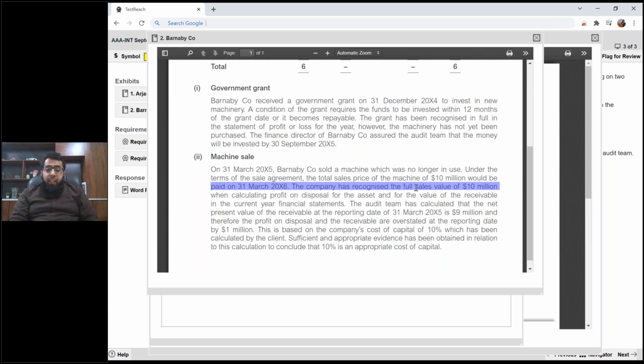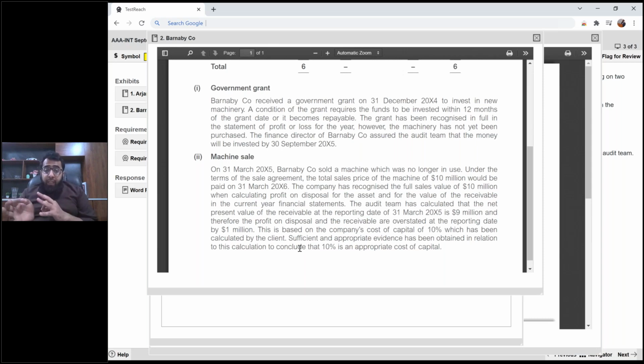The company has recognized the full sale value of 10 million when calculating the profit on disposal and the value of receivable in the current year financial statement. The audit team has calculated that the net present value of the receivable at the reporting date of 31st March 2005 is $9 million. And therefore, profit on disposal and receivables are overstated by 1 million. This is based on the company's cost of capital of 10%, which has been calculated by the client. Sufficient and appropriate evidence has been obtained to conclude that 10% is an appropriate cost of capital.